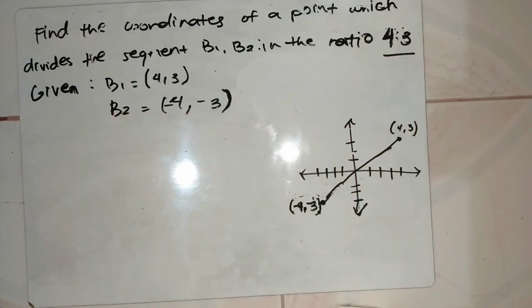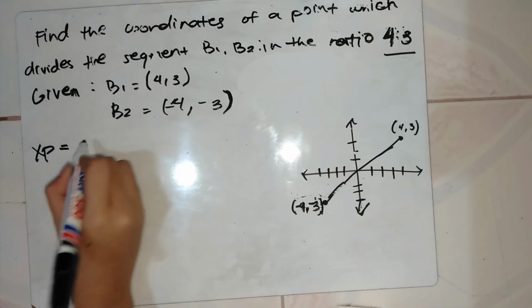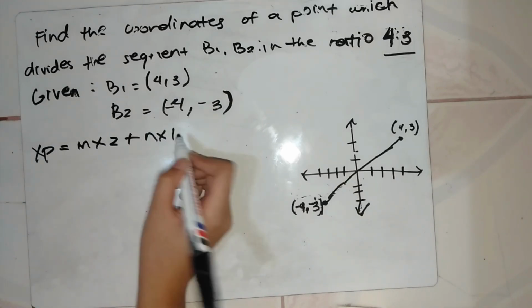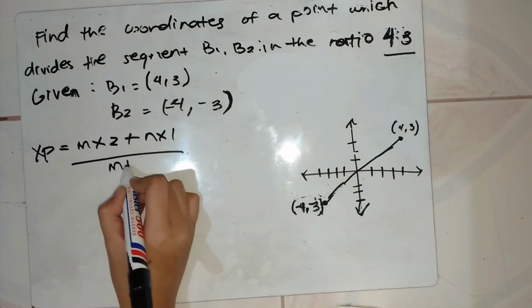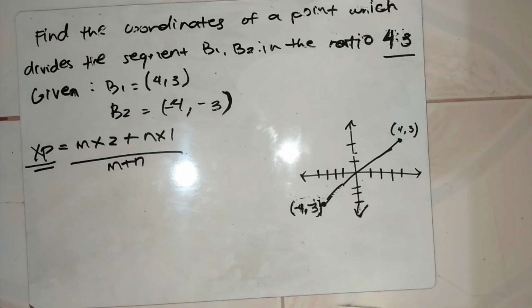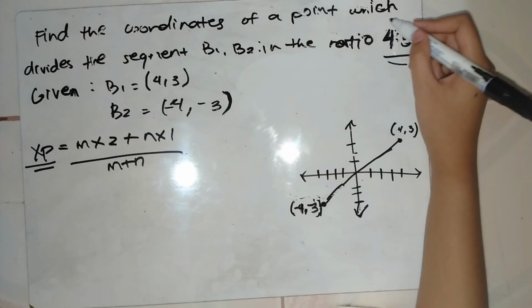Do you ever wonder how to divide a line segment internally? First, you have to know the formula to solve easily. The formula is x sub p equals m x sub 2 plus n x sub 1 over m plus n. The missing part is x sub p, which means the x-coordinate of point P. You have to know the m, which is the ratio. The ratio is 4 by 3. 4 is your m and 3 is your n.